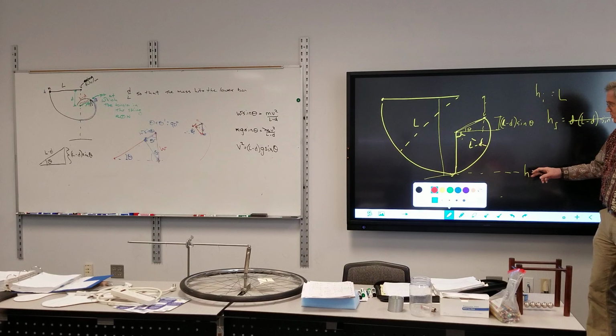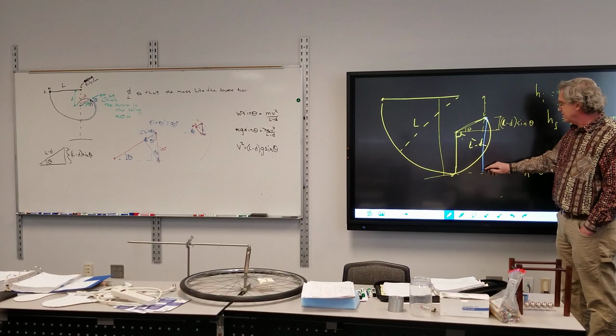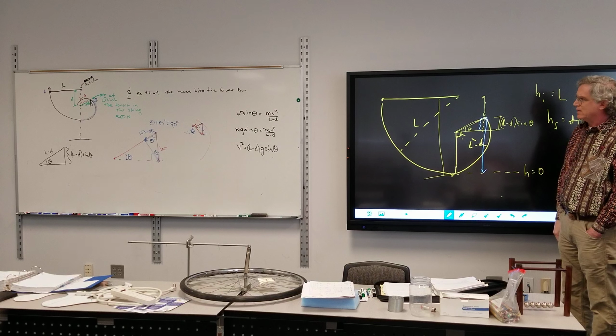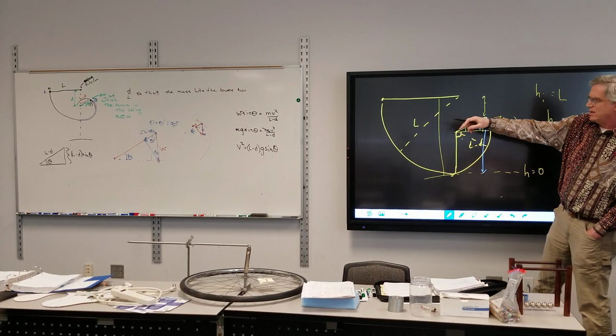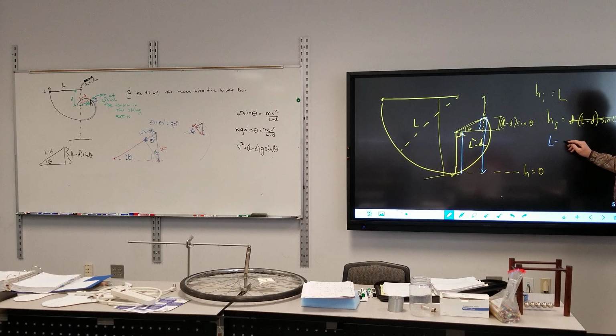Alright, we established h is equal to 0 there. So I'm trying to find that height. I know this height right here. That's L minus D sine theta. What is this height right here? L minus D. Yeah. So my final height is going to be L minus D plus L minus D sine theta.